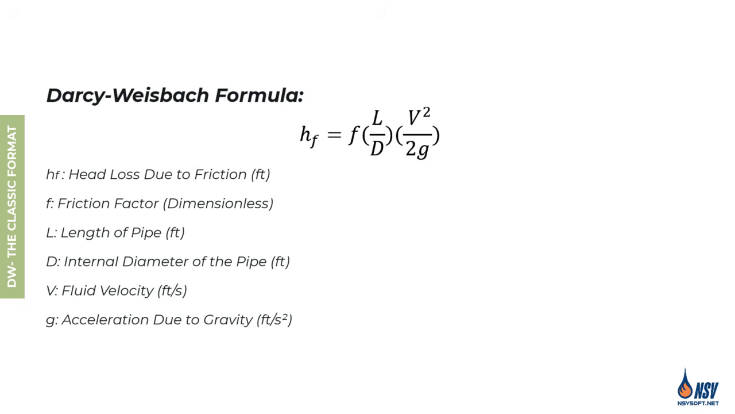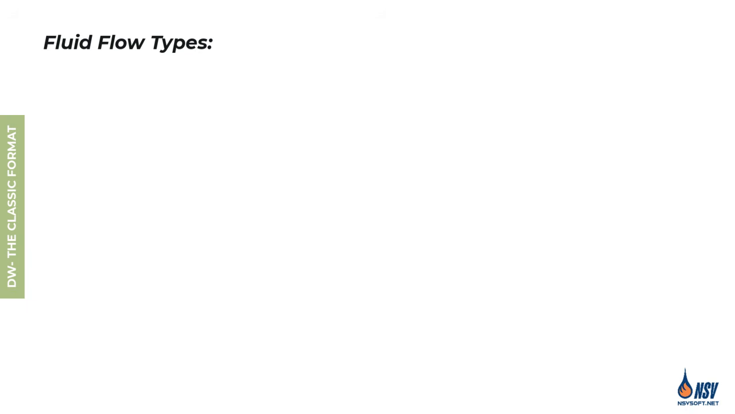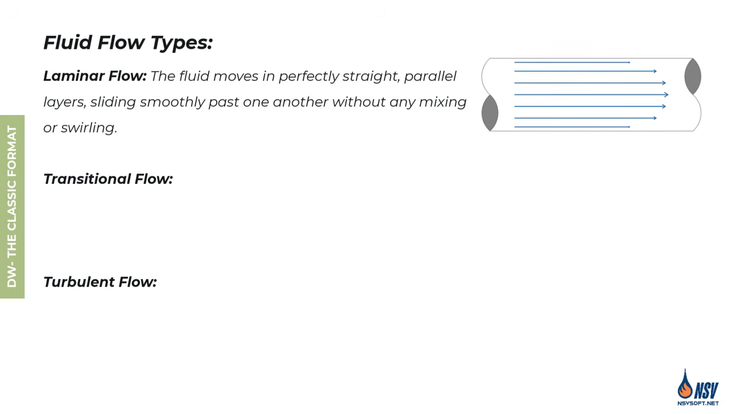The most challenging part of applying this equation is finding the friction factor. It depends entirely on the flow regime. In general, fluid flow in pipes can be categorized into three conditions: laminar, transitional, and turbulent. In laminar flow, the fluid flows in perfectly straight parallel layers that just slide smoothly past one another. There is no mixing or swirling.